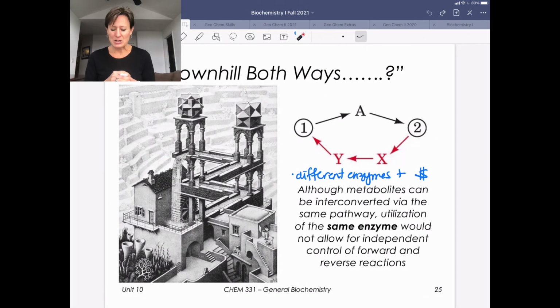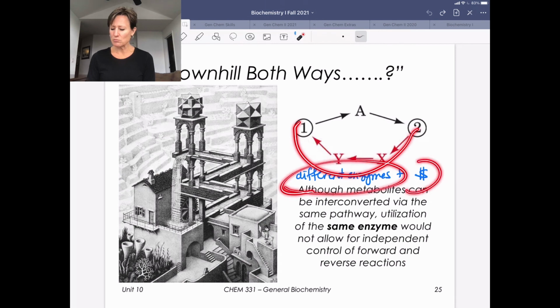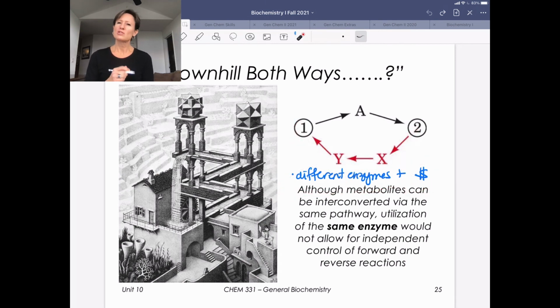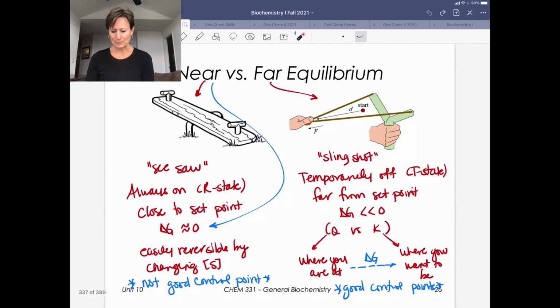Just a fun little picture here to remind us, as we've mentioned a couple of times, that we can't go downhill both ways. A neat little M.C. Escher drawing shows water that appears to be flowing downhill both ways. Well, we can't have one of those perpetual motion machines. We can't be downhill both ways. What we tend to see is that one pathway is downhill in energy, and the other pathway will utilize different enzymes and will require the input of energy. That's a good reminder for some different processes that we'll study next semester.